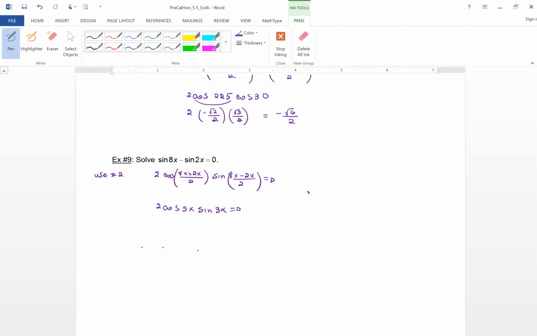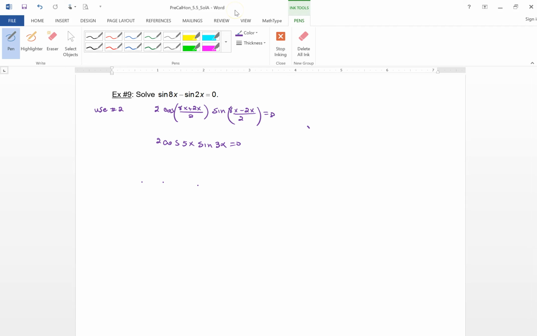Ooh, this is getting interesting. This got good real fast. This got really good all of a sudden. So now, cosine of 5x is equal to 0. Oh my God, look at this one. Cosine of 5x is equal to 0. Sine of 3x is equal to 0. Where is cosine 0? Come on now. Pi over 2 and 3 pi over 2.